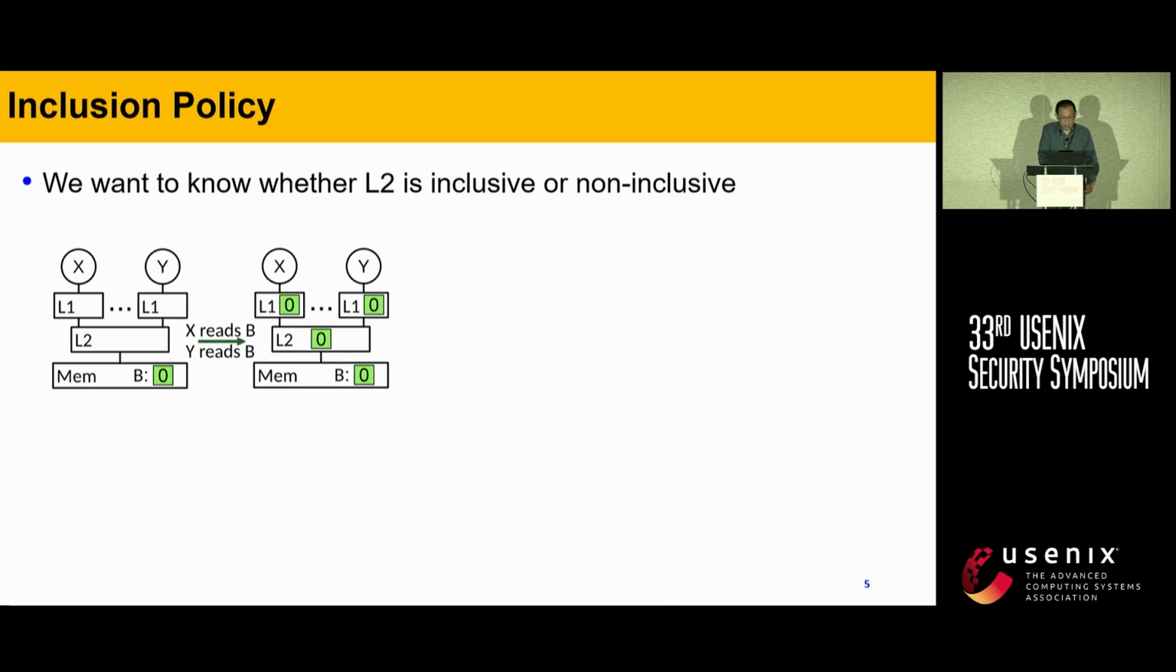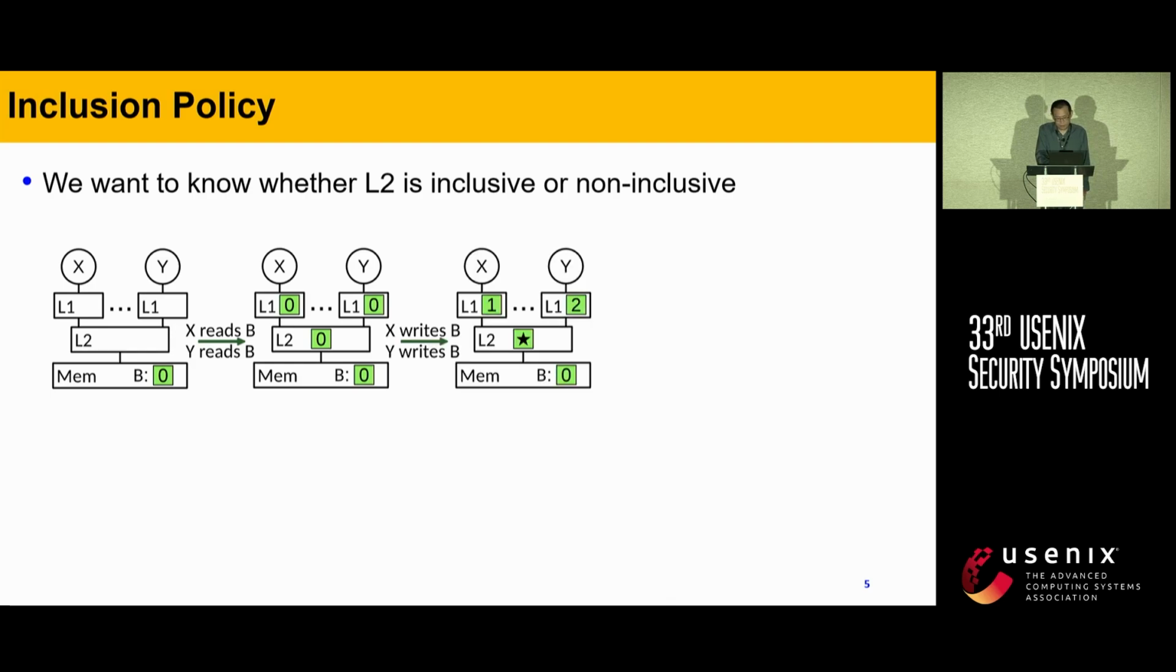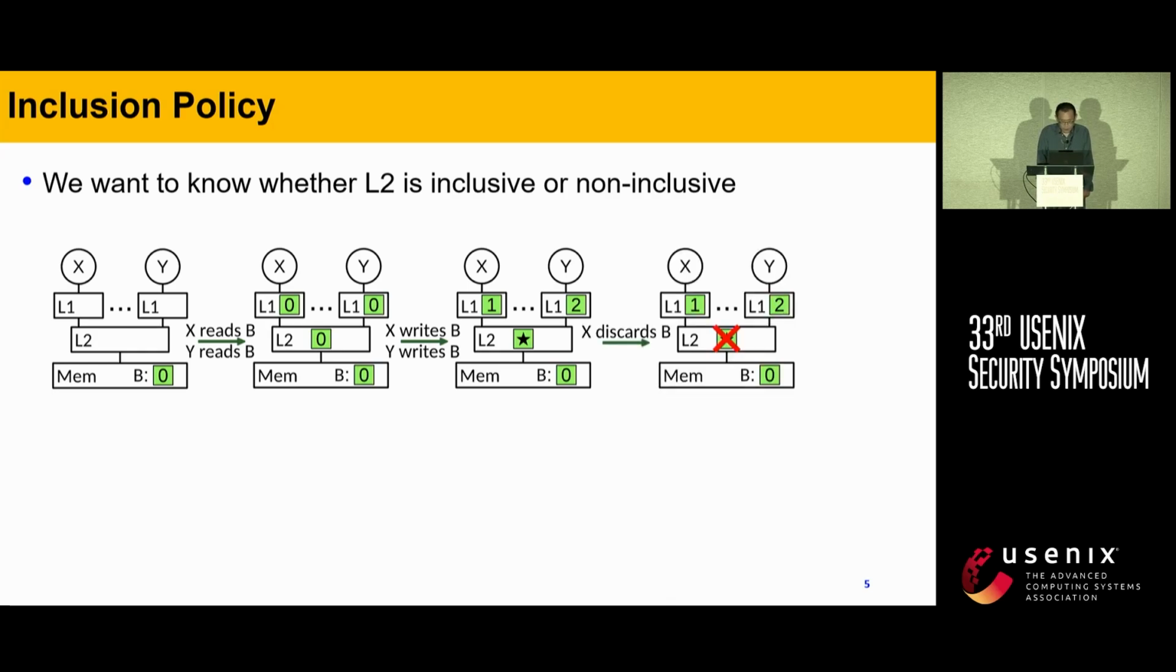For a better understanding of the discard instruction and also the inclusion policy of L2, we perform the following experiment. Let's assume there is a block B in GPU memory whose initial value is 0. We let two SMs, X and Y, load B into the cache hierarchy. Next, we let X write 1 into B and let Y write 2 into B. Here we use a star to mean an indeterminate value, where the reason will be mentioned later and is kind of irrelevant here. We then let X execute the discard instruction on B to remove it from L2.